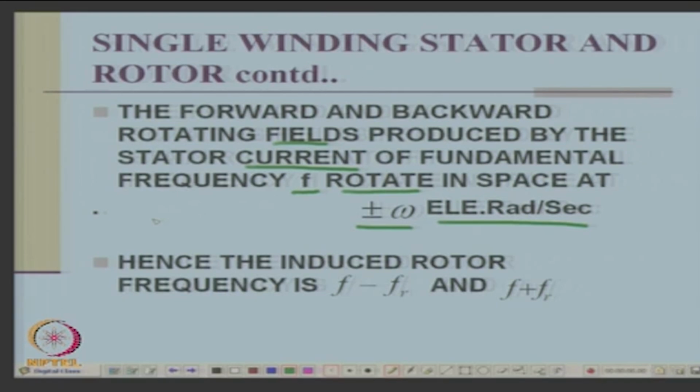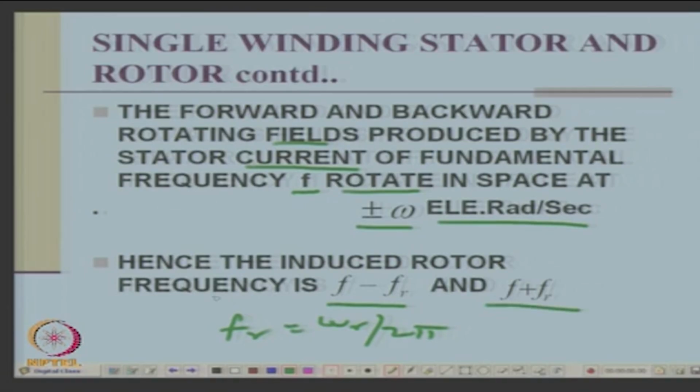Okay. Then what will happen? This forward field will induce a current in the rotor, and the backward field will also induce a current in the rotor, is it not? After all, the rotor is a short circuited rotor, and the forward field will induce a current at f minus fr, because the rotor is rotating at omega r electrical radians per second, where fr is omega r by 2 pi. So the rotor gets two frequencies induced, though the stator has only one frequency f; the other is f plus fr.